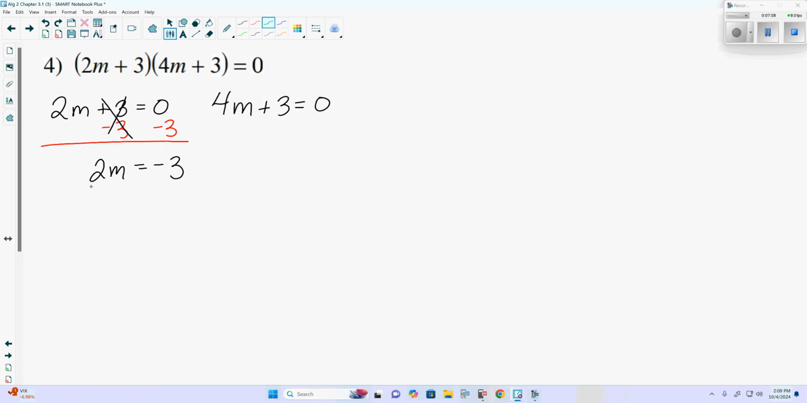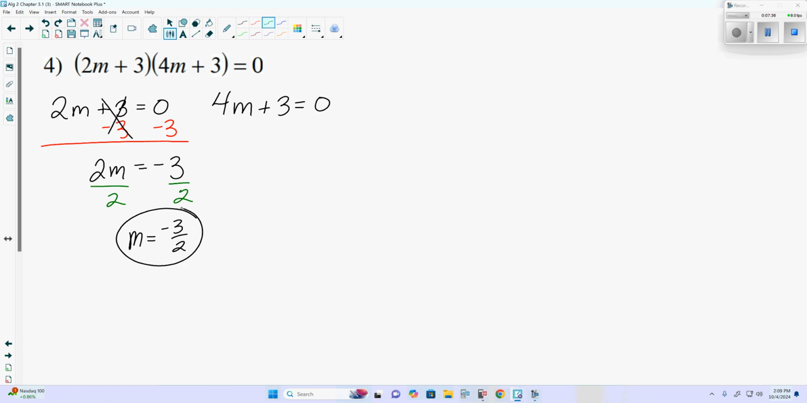What would we do next? Divide both sides by 2, telling us that m is -3/2. We can leave it like that, because -3/2 really doesn't reduce any further. If we could reduce the fraction to simpler form, we would, but that is as simplified as it gets, outside of changing it from a fraction to a decimal. Fraction's fine, we can leave it.